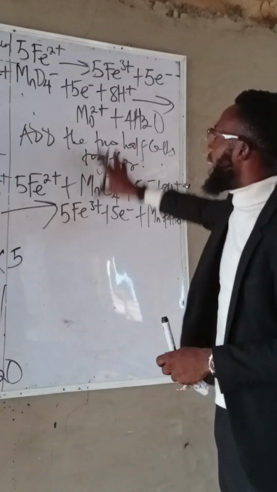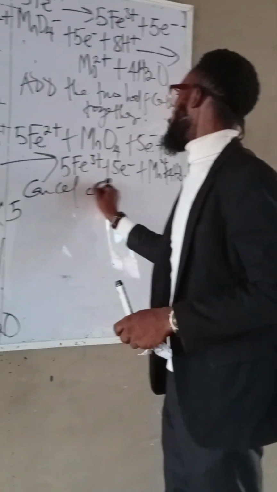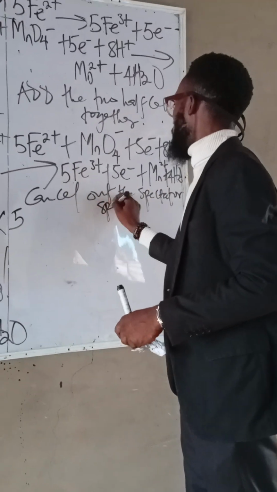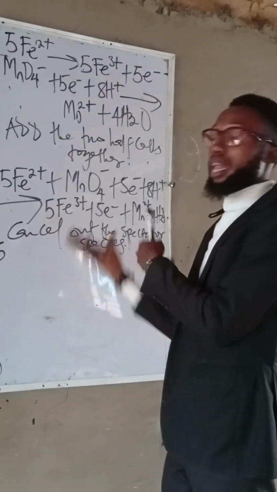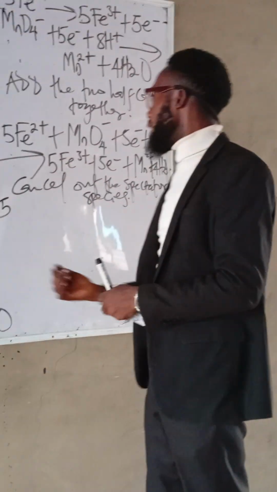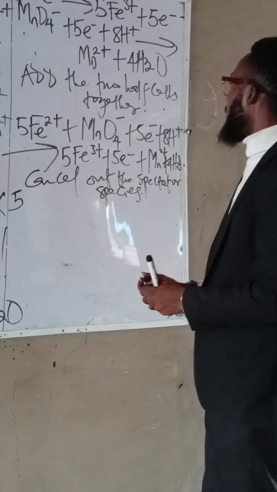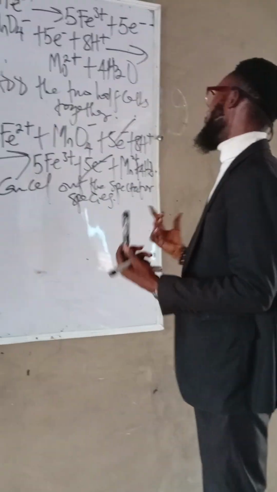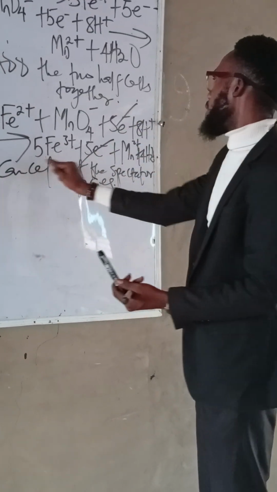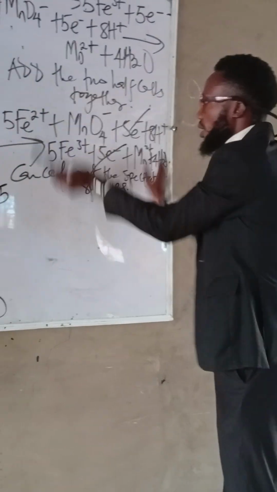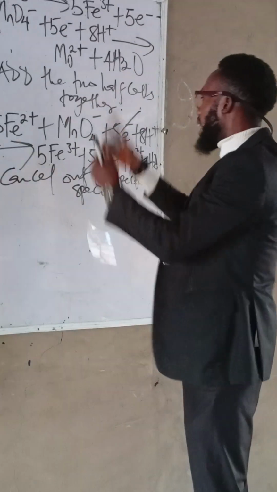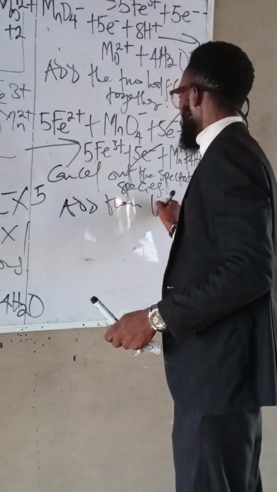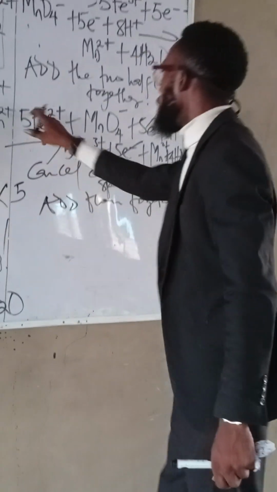Now, once you have added them together, we now cancel out the spectator species. That means what we included in balancing the equation. So we have electron here and electron here. Electron will cancel electron. So what else do we have? We have hydrogen here, we don't have hydrogen there. We have water here, we don't have water there. So nothing else to cancel out. Then we now add the two half cell equations together.